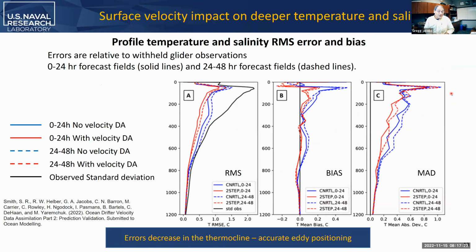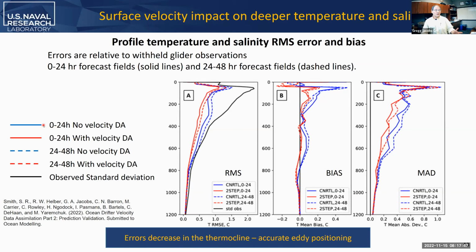Now, the interesting part here is, okay, the surface velocity looks like the drifters. No surprise, we forced the model to look like that. But when we go back and look at the glider data, we look at the errors in temperature, and these are the RMS, the bias, and the mean of the absolute value of the difference. Let's look at just the RMS, and first look at the 0 to 24-hour forecast.